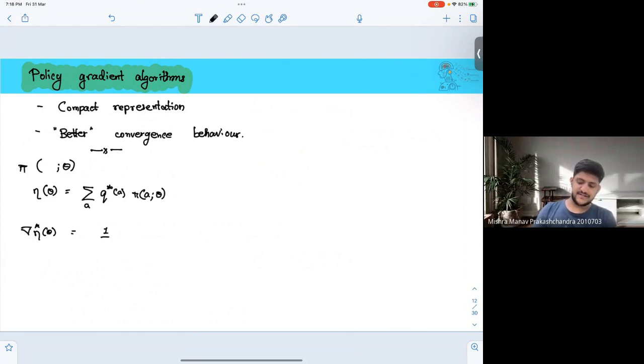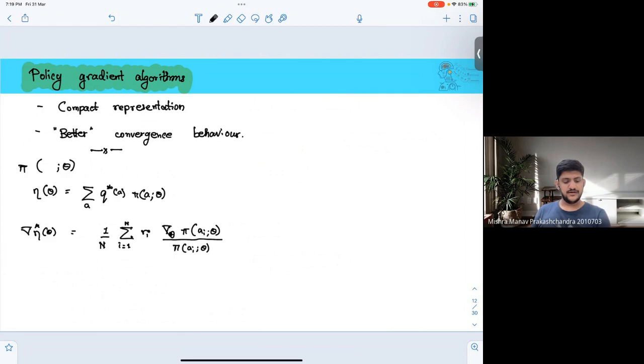It's an approximation, so it's an estimate. The gradient of eta theta hat is 1 by n, the sum over i from 1 to n of Ri, the gradient with respect to theta of pi of ai comma theta, divided by pi of ai comma theta. Okay, so this is how it looks.